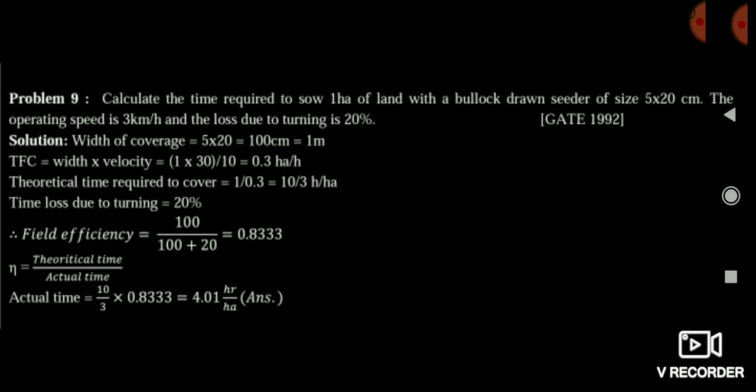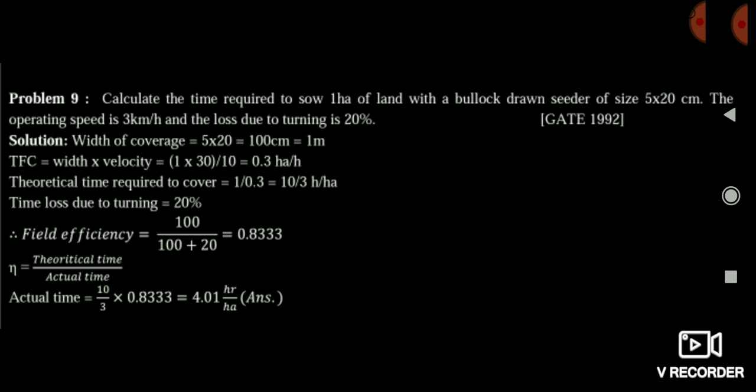Friends, 0.3 hectare of land work is done by the seeder in 1 hour. So for 1 hectare of land, the time taken by the seeder is 1 divided by 0.3, that is 3.33 or 10 by 3. So the theoretical field capacity is 0.3 hectare per hour, and for covering the total land of 1 hectare it is 1 by 0.3, that is 10 by 3.